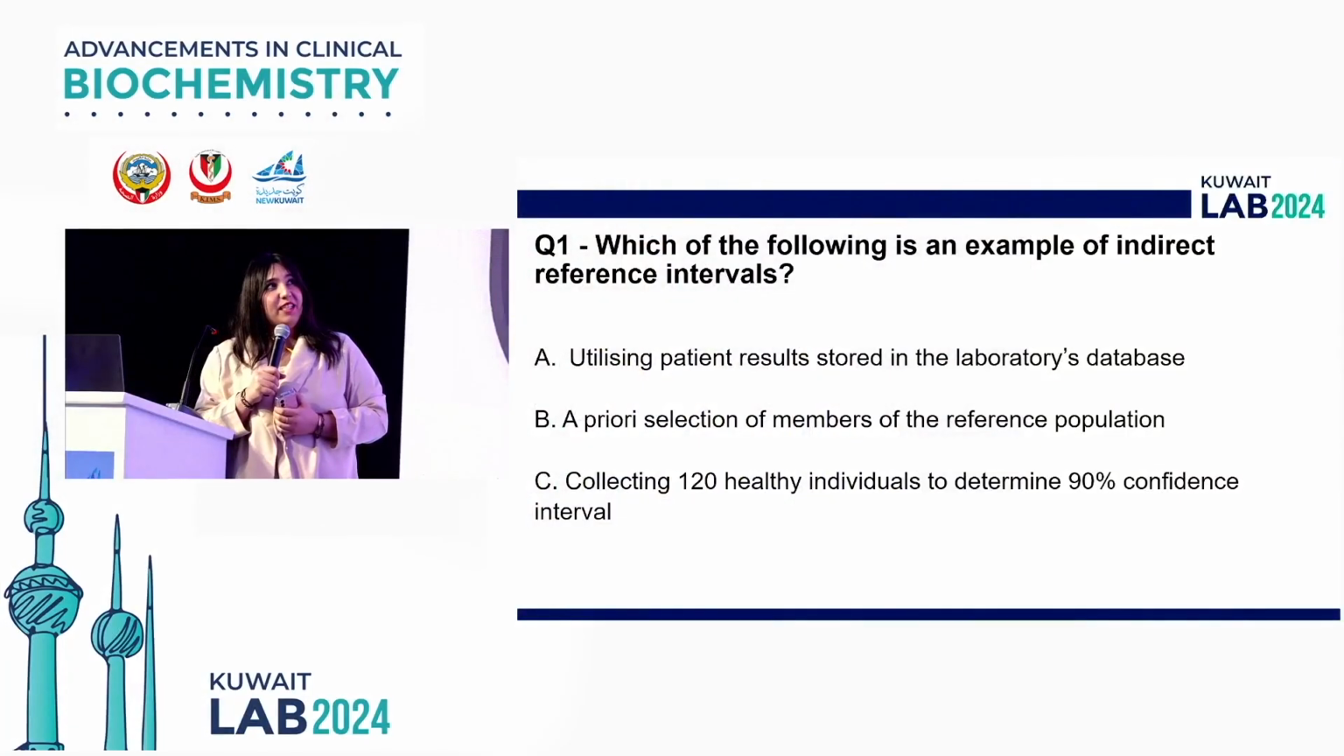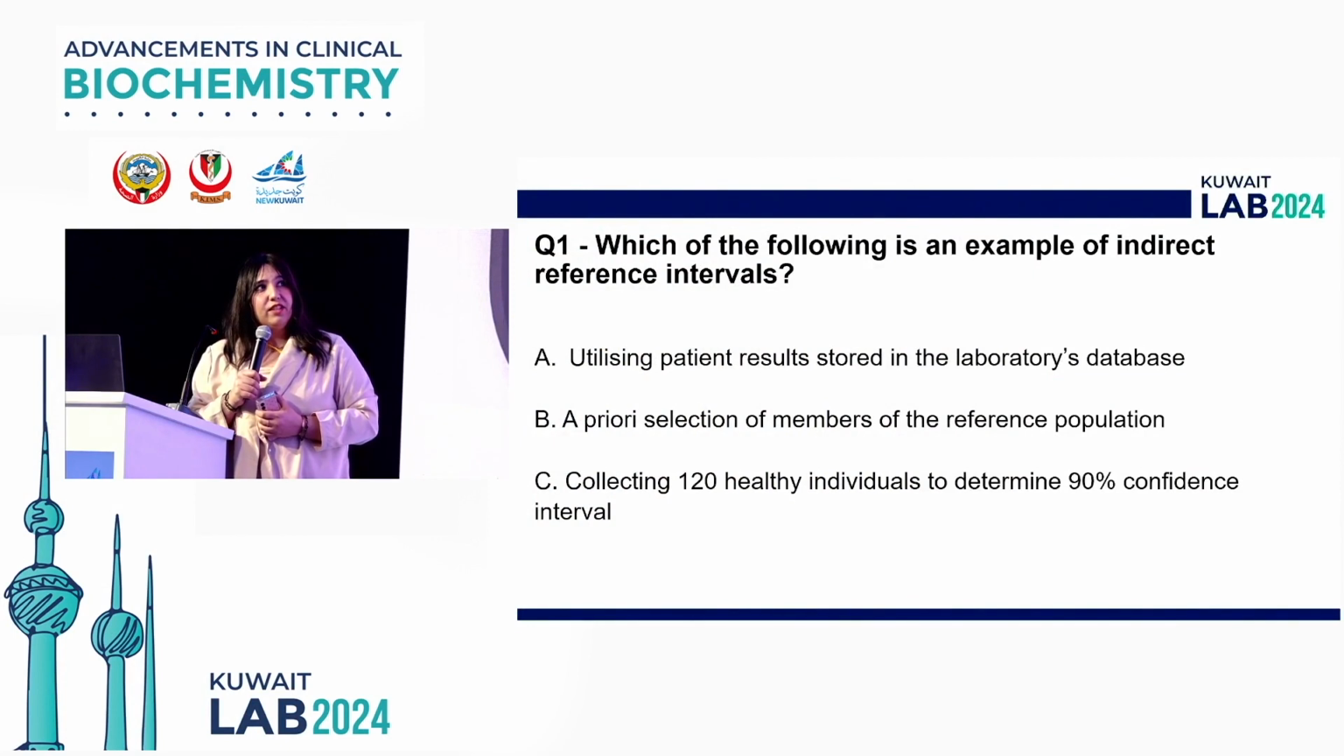So the first question, which of the following is an example of indirect reference intervals? Utilizing patient results stored in the lab's database, or a priori selection of members of the reference population, collecting 120 healthy individuals to determine 90% confidence intervals.